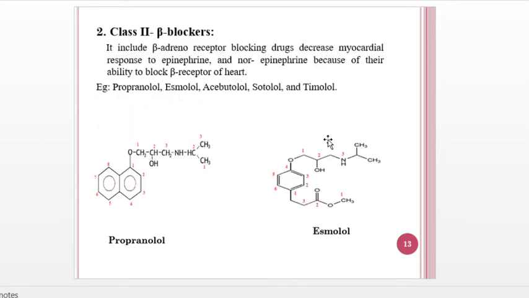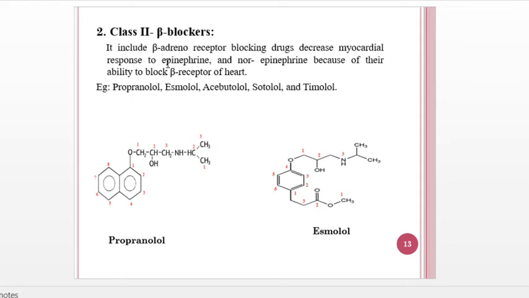Now we can go to class 2. Class 1, class 2, class 3, and class 4 are all important drug classes under antiarrhythmics. Class 1 mainly blocks sodium channels. The next one is class 2, the beta blockers. We have already discussed alpha blockers, beta blockers, and combined alpha-beta blockers in the previous studies on antihypertensives. So here class 2 is the beta blockers.